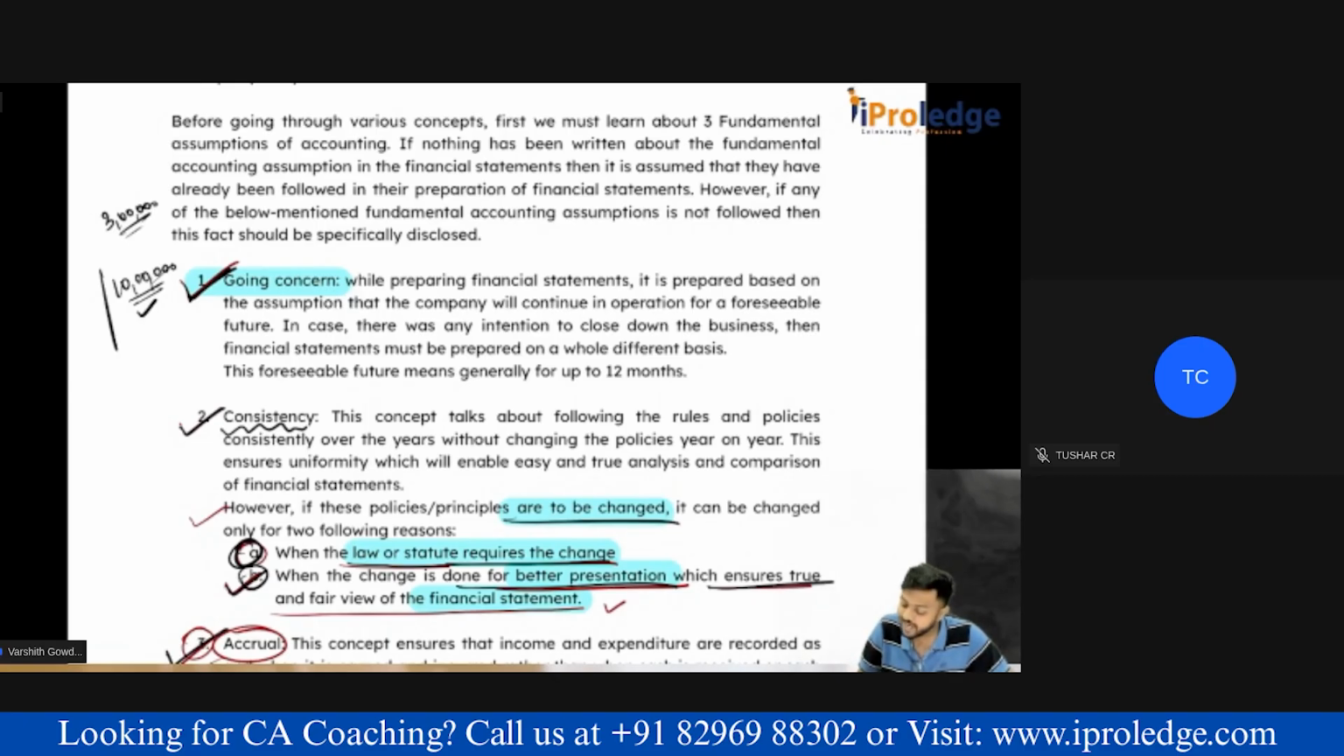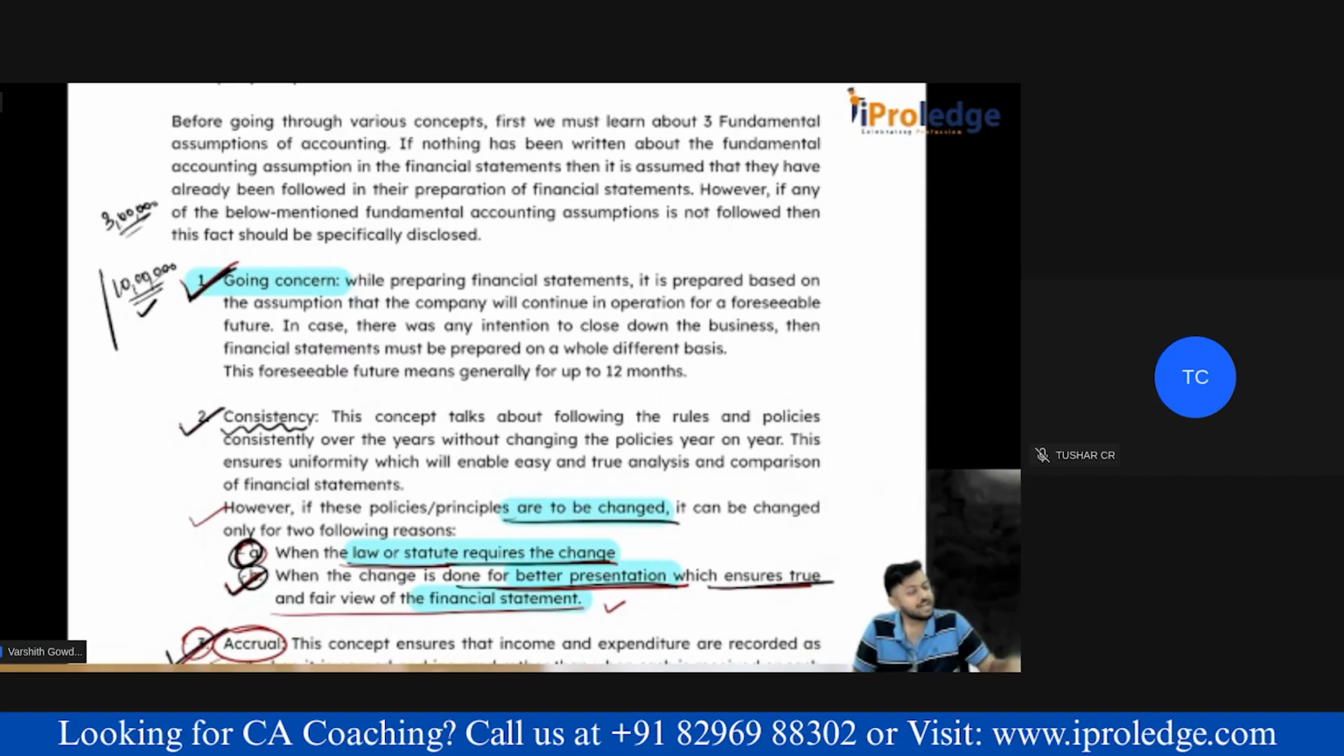Now, when you're comparing it with previous years, this year you have prepared accounts by using certain rules, and previous year you have prepared accounts by using different rules. If you have used two different rules, do you think you can compare those financials? No. Only when you have used the same rules every year, then it is comparable.